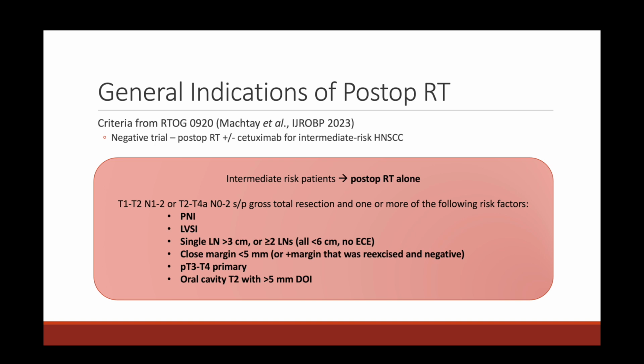So the criteria that we would use are T1 to T2, N1 to N2 disease, or T2 to T4A, N0 to 2 disease, who have had gross total resection and have one or more of the following risk factors. So PNI, LVSI, a large node greater than 3 centimeters, or multiple nodes, so 2 or more nodes. If they have a close margin that's less than 5 millimeters, or a positive margin that had to get re-excised and then was negative. If they have a pT3 to T4 primary, or if they have an oral cavity T2 tumor with greater than 5 millimeter depth of invasion. So these are just some general guidelines to keep in mind, and this is when we should be thinking about offering our patients postoperative radiation.